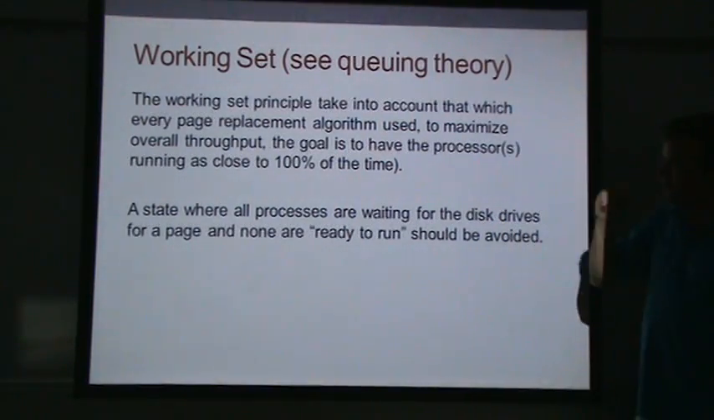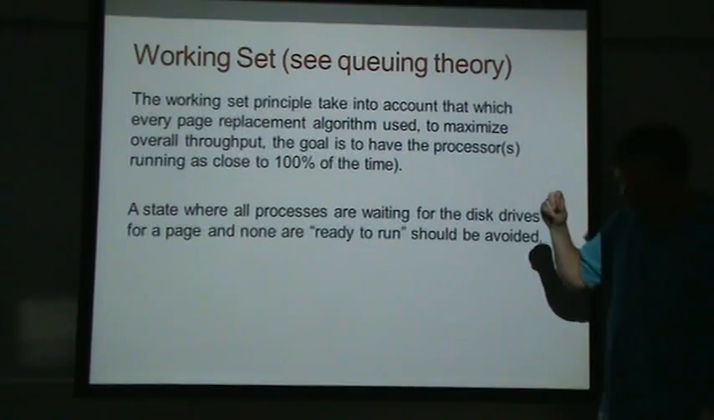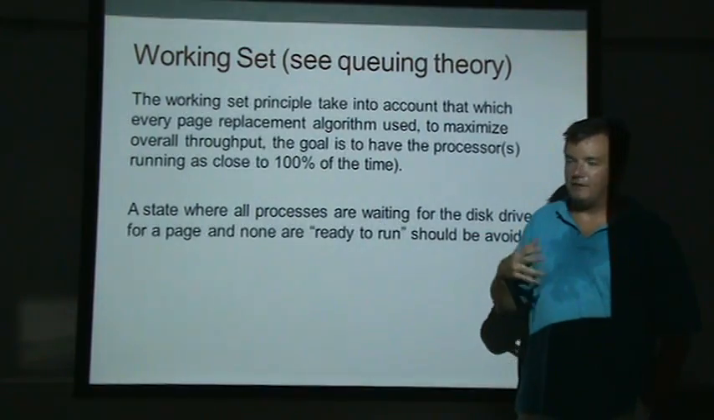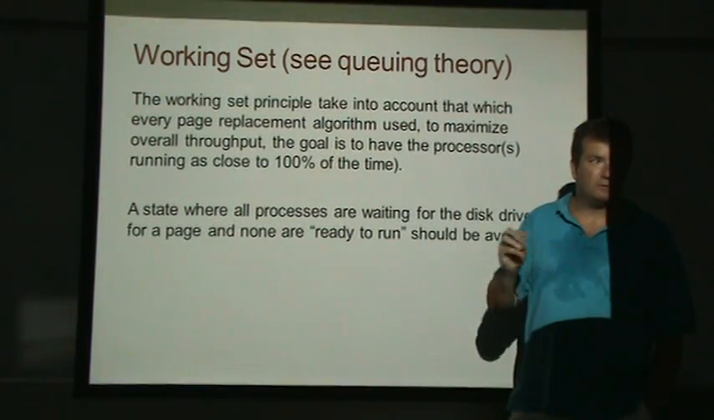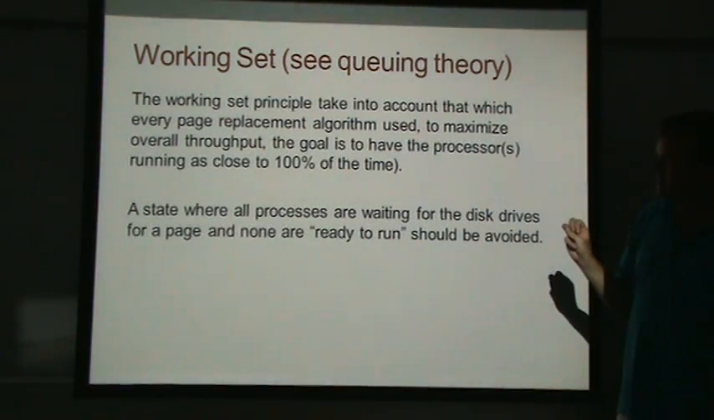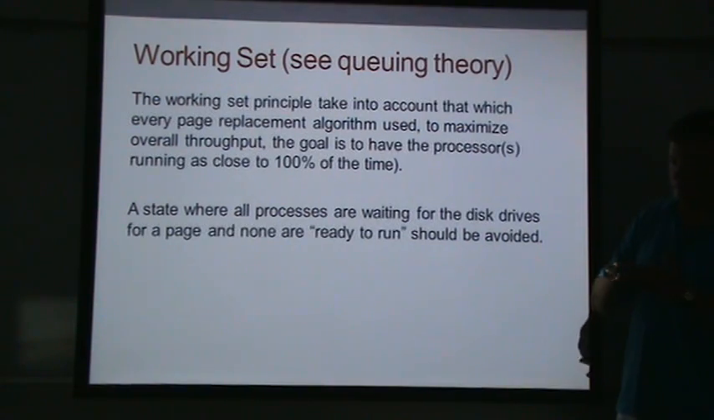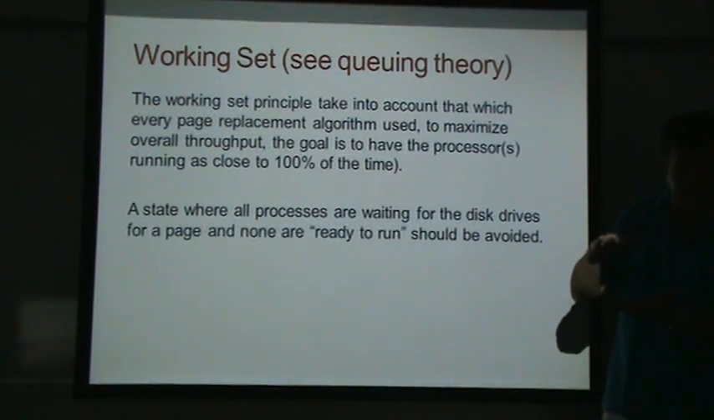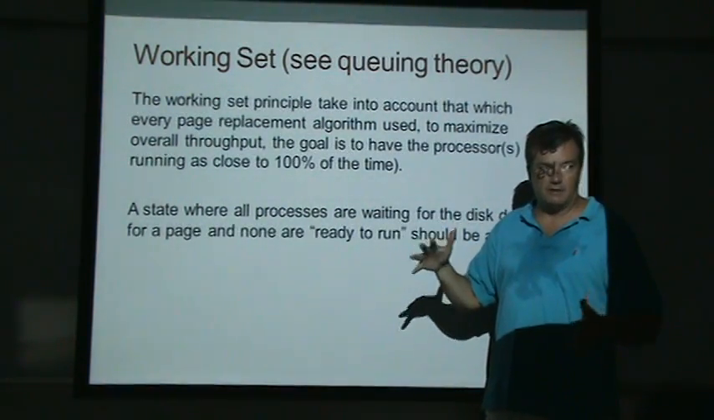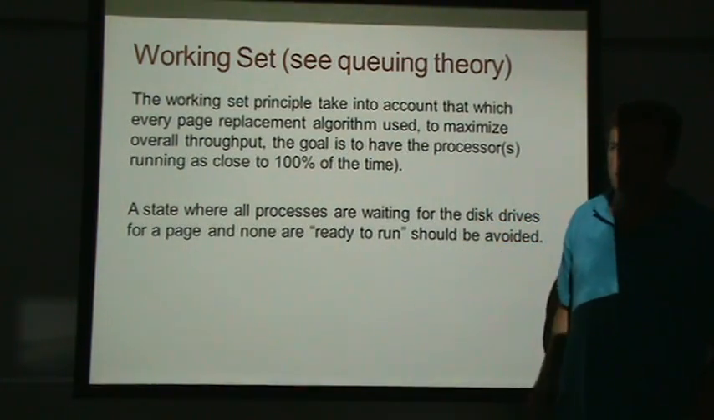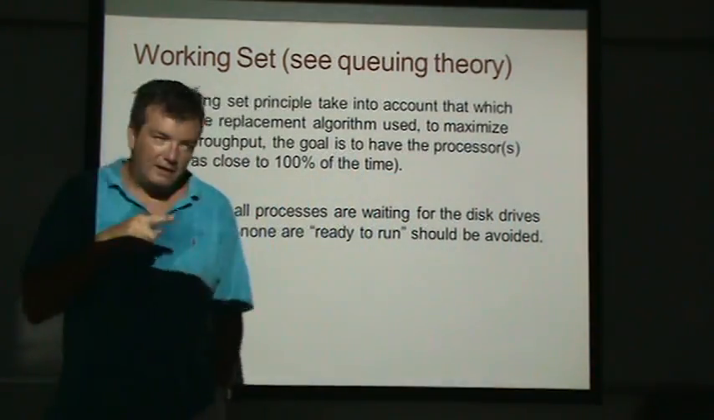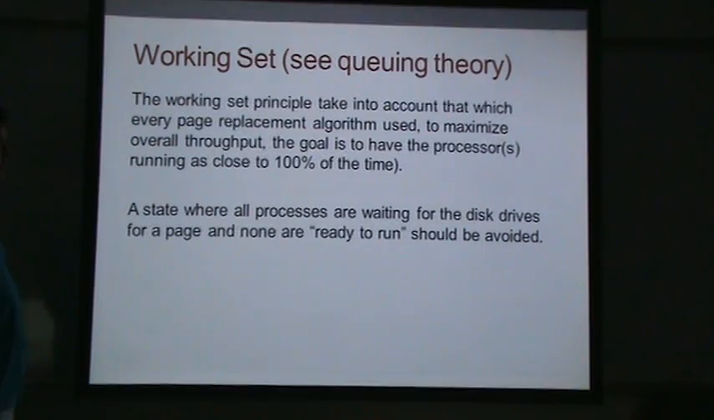So from the point of view of the overall operating system, we would like to have the processor, and if you have many processors, all of them, have their utilization as close to 100% as possible. So the operating system would like to have the set size of page frames for each process chosen in such a way that we have the greatest probability of having the processor running at 100% utilization, 100% of the time. When we get a little more into queuing theory, we'll pick up on this example.